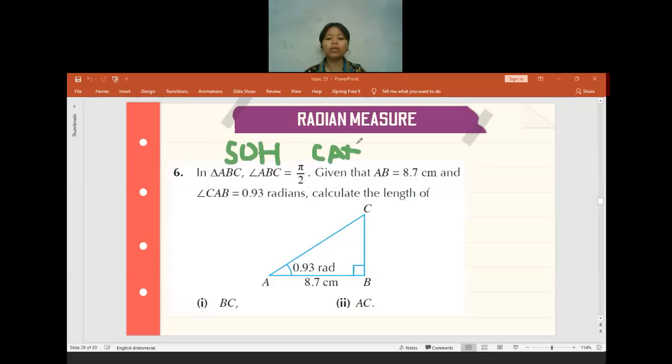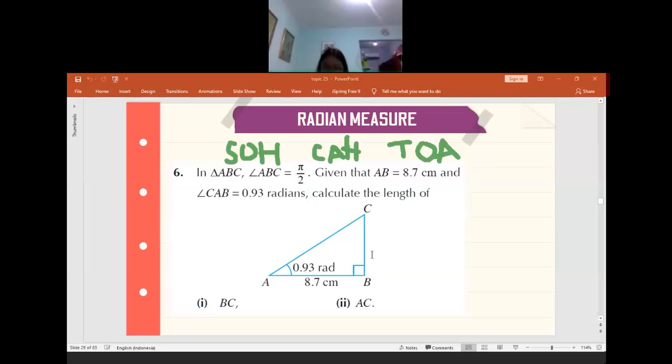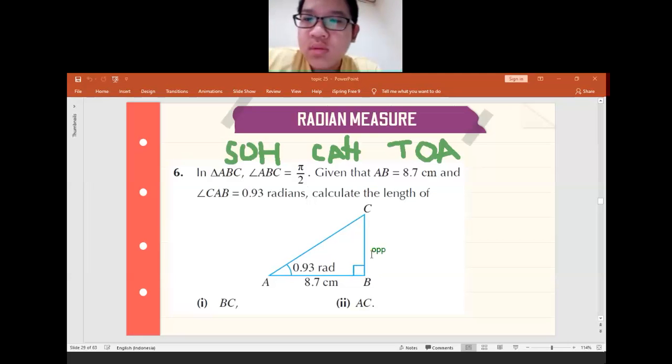Okay, can anyone tell me for the side CB, is it the opposite, adjacent, or hypotenuse? Side CB. Opposite. Okay, is there anyone who is confused why CB is opposite? Is there anyone who is confused? Opposite, teacher. Yeah, opposite, right? Because the angle given is this one, the 0.93 degree. This is the angle. Opposite to the angle given, we call it opposite.